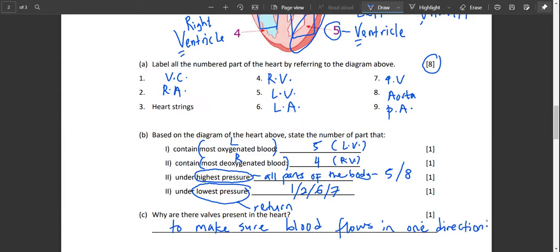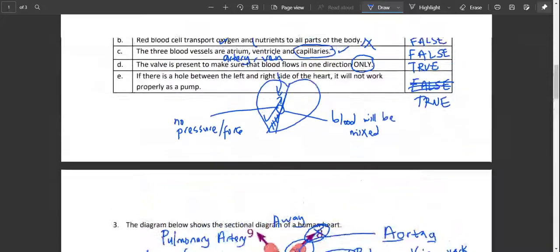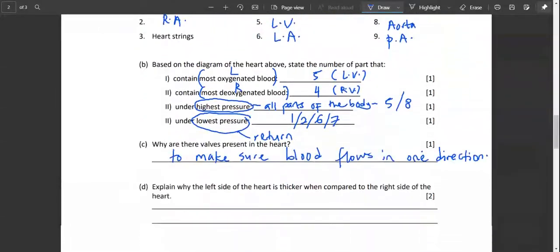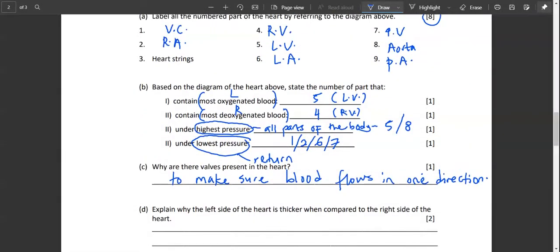And this question, I give the hints already at true or false just now. If you look at true or false here, at number D, the valve is present to make sure blood flows in one direction only. Or the second possible answer is to prevent backflow of blood. So this is another common answer that you can use, especially year 9, year 10, and year 11, to prevent backflow of blood.